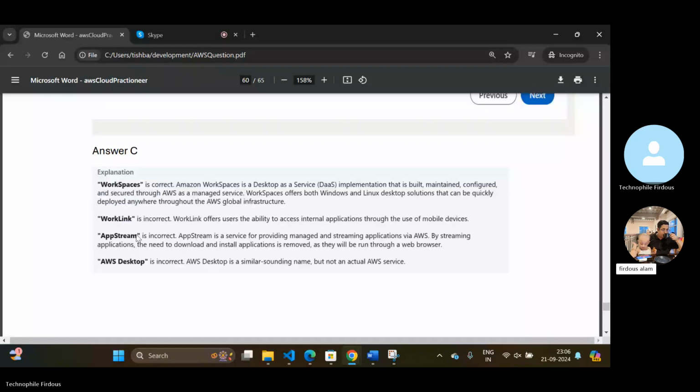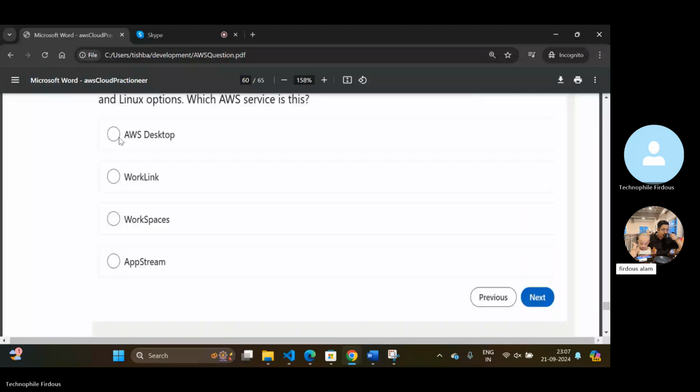AppStream is a service for managing your applications via AWS only. So it's not about the desktop and everything. AWS Desktop is similar but not an actual AWS service. There is no service called AWS Desktop, so AWS Desktop is a wrong answer. So the correct answer is WorkSpaces.